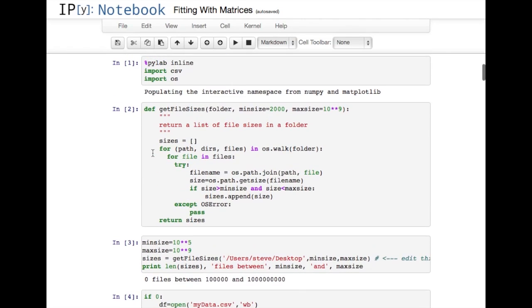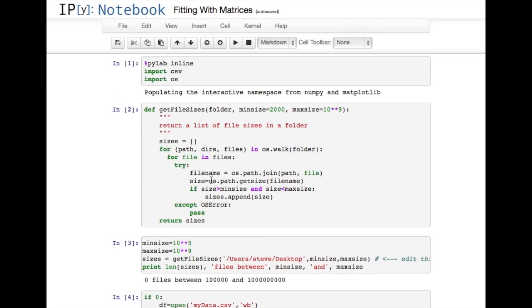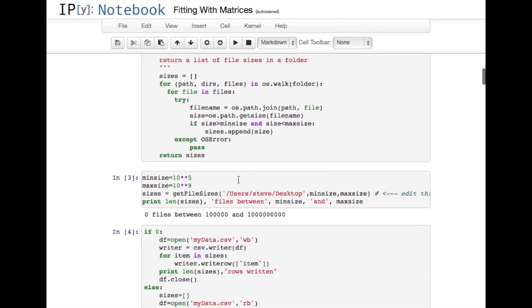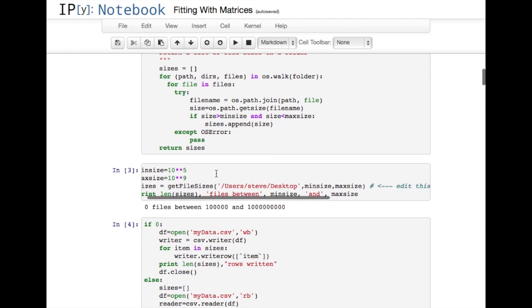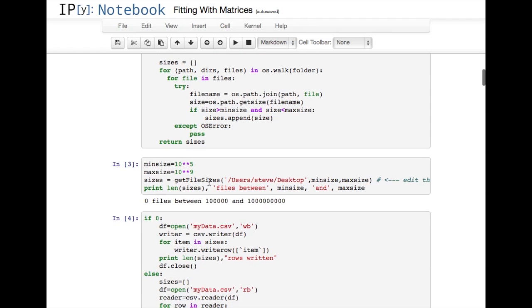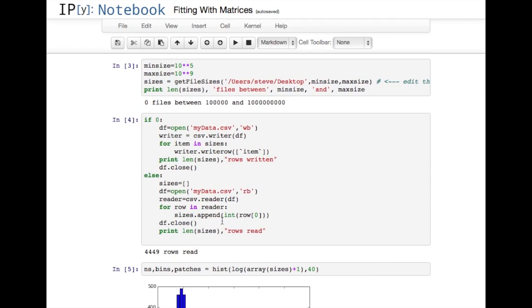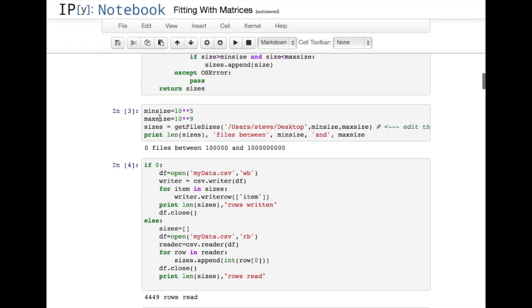So the next part is the little bit of code I use to go out and track down the file sizes in a directory on my computer. And you can see how it works. I pass in the directory, and I pass in the minimum and maximum sizes I'm interested in, and it gives me back an array of sizes. Now, you should edit this to match your system, or if you like, you can just load the data that I put on ACE from my system by executing this cell. You wouldn't even need then to execute this cell at all.